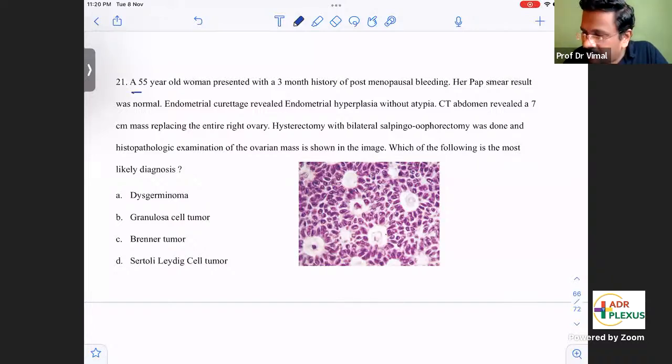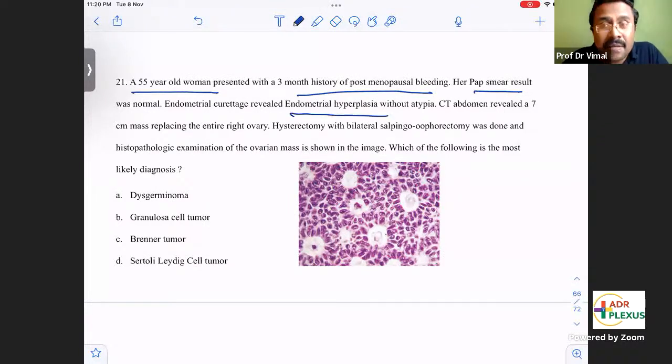So she's a female in the perimenopausal age group, and she's having postmenopausal bleeding. Pap smear is normal, but there is a history of endometrial hyperplasia. So endometrial hyperplasia plus a mass in the right ovary, you have to think of an ovarian tumor with a hormone producing nature.